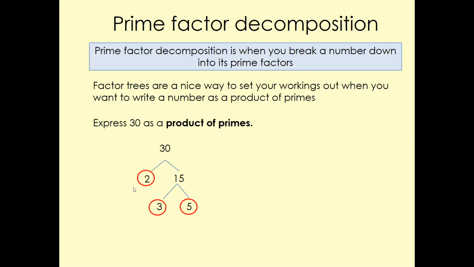The next part is how you write the answer in the exam. Because if you go back to the question, they said express 30 as a product. That's a keyword, product of primes or prime numbers. The way you're going to write the answer in the exam is this. So 30 equals 2 times 3 times 5. And that is what the question is asking. Product means times. So this is how you express 30 as a product of prime numbers.